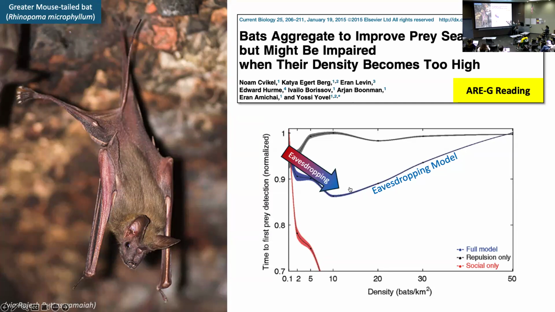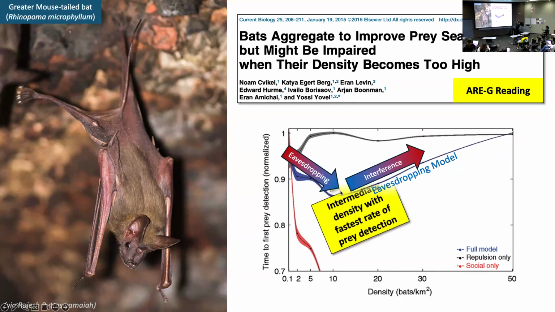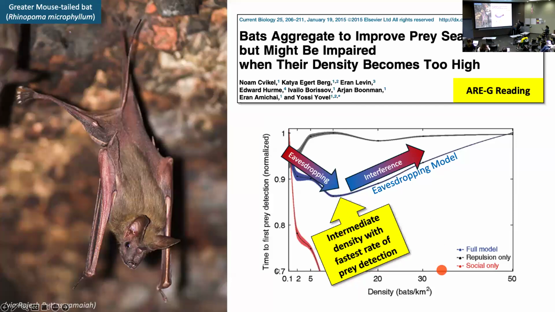So, that's kind of cool. But once you get to a critical density, eventually your own sonar is just hitting the back of other bats, and bats are getting in your way. So there's this interference effect. And as a consequence, there's this intermediate density that suggests that's the best density that you would expect to see in nature, according to these authors here.